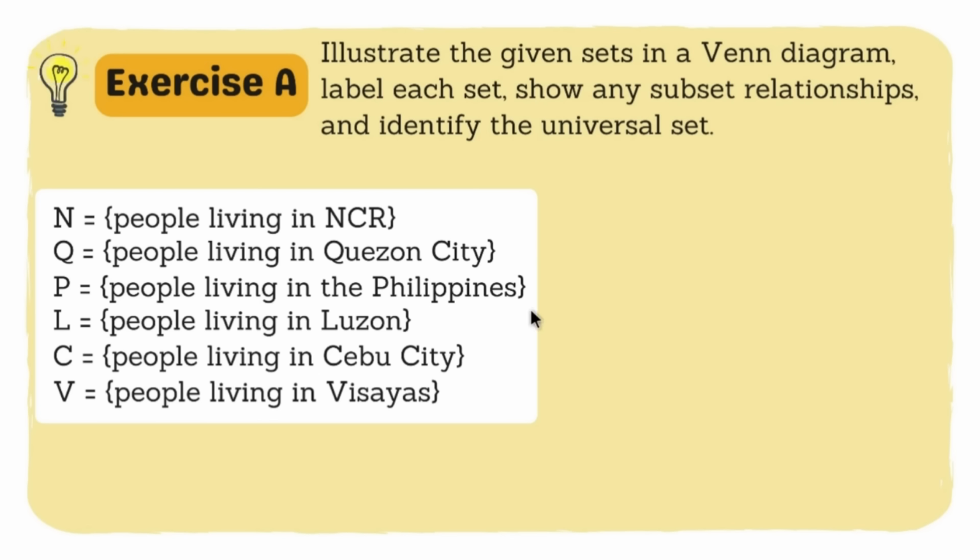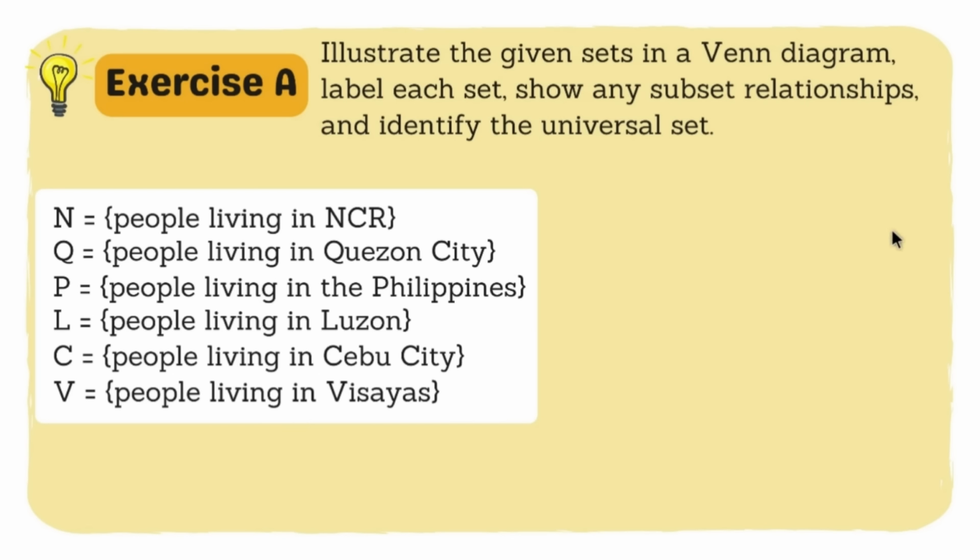Okay, so we have here the following sets. These are group of people living in certain places in the Philippines. Halimbawa, itong set N, these are people living in NCR or the National Capital Region. We also have here set Q. These are the people living in Quezon City. We also have here set P. Let's say these are the people living in the Philippines. Buong Pilipinas na. And we have here set L with the elements people living in Luzon. We also have here set C, the people living in Cebu City. And set V are the people living in Visayas.